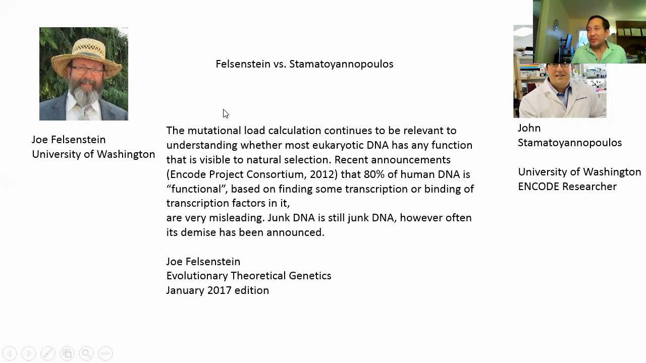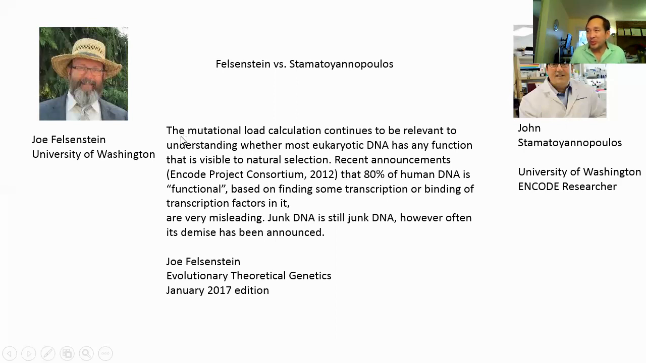So this is from Joe Felsenstein's book on population genetics. The name of the book is Evolutionary Theoretical Genetics. He wrote it in the 1970s, and there have been many editions of this book. I'm quoting from the 2017 edition.